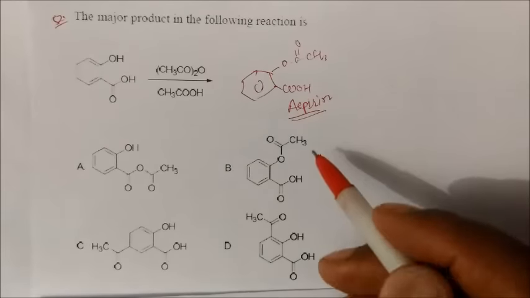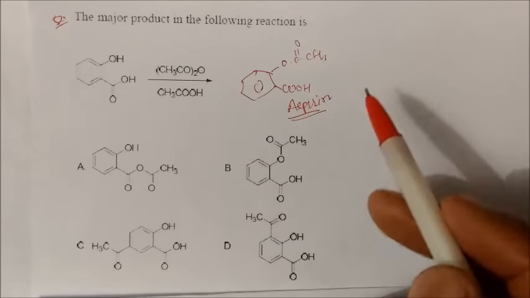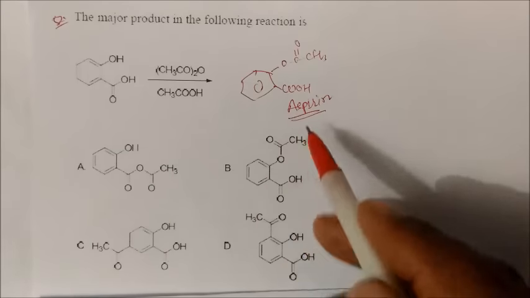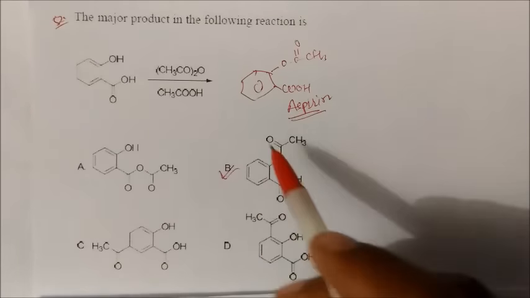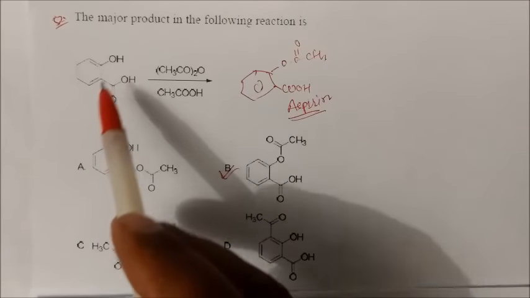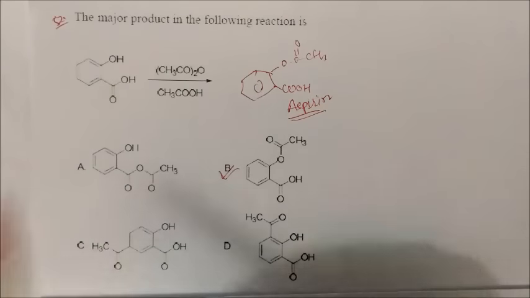This question actually came from the NCERT book. So this is the major product, and if you compare it, the answer is B. Just see the mechanism of how the acetic anhydride is reacting with the OH. So this is our answer.